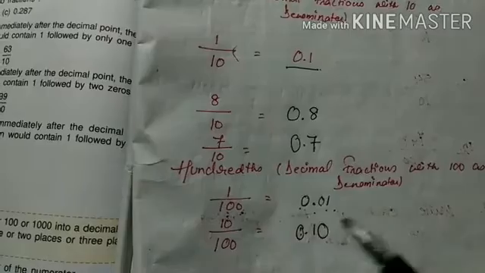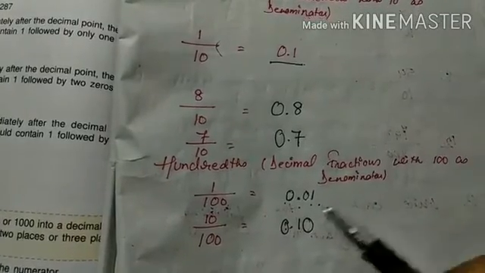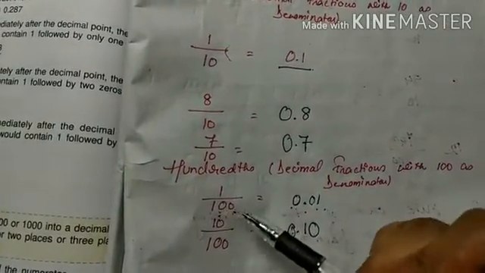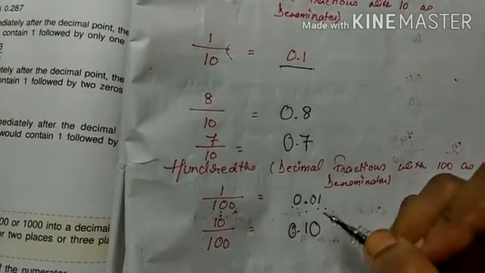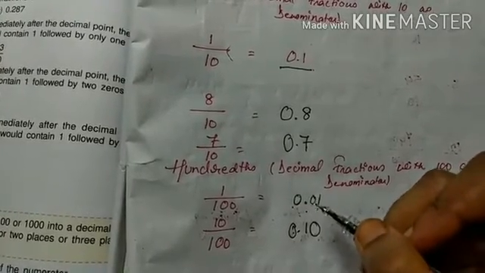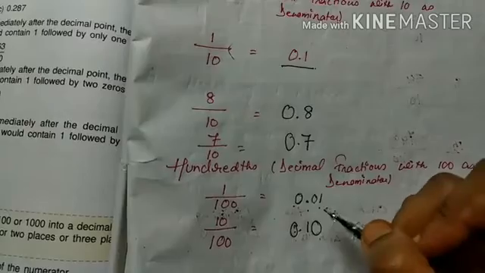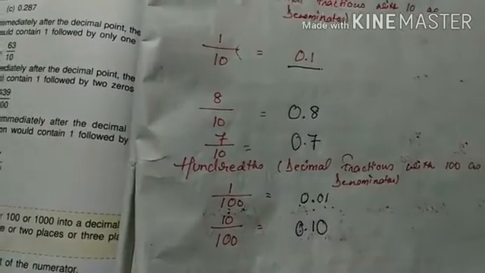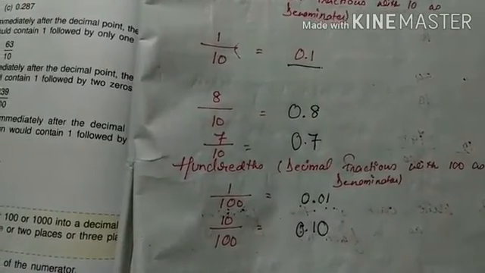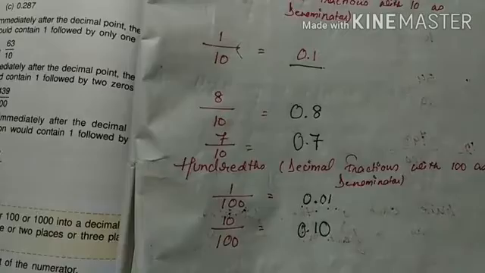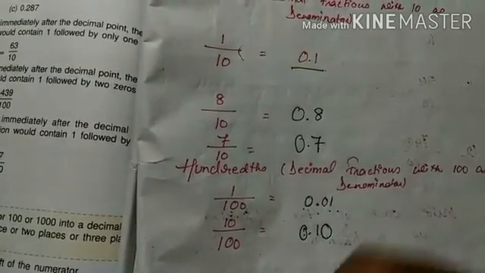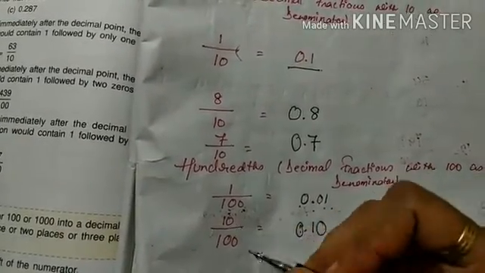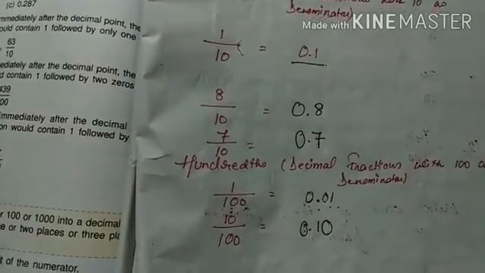Now, a decimal fraction with 100 as denominator. If there is 100 in the denominator, it is a 2 place number, 2 places of decimal, so 1 by 100 is 0.01. Put the point after 2 places, from the right towards the left. And in the same way 10 by 100 is 0.10.